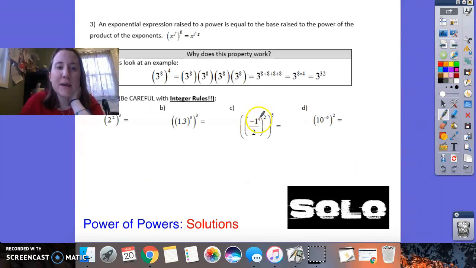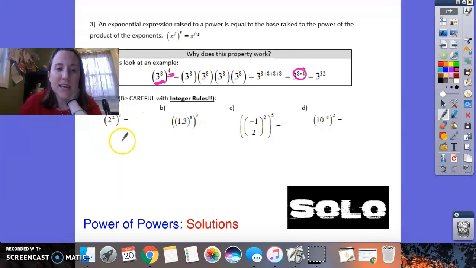All right, this is the power of powers rule or property, which says that an exponential expression raised to a power is equal to the base raised to the power of the product of the exponents. So in this one, we're multiplying exponents together. So here we have 3 to the 8th power raised to the power of 4. So we've got 8 times 4 is 32. The base stays the same.